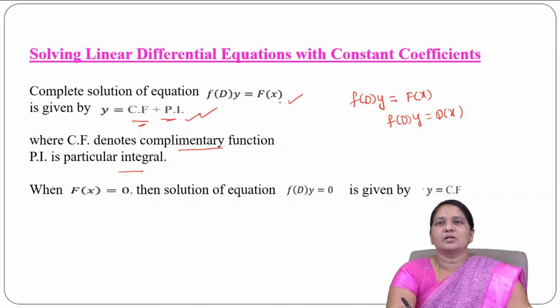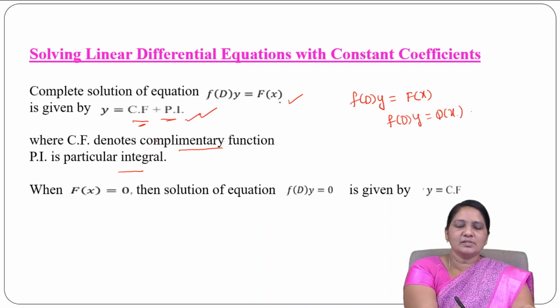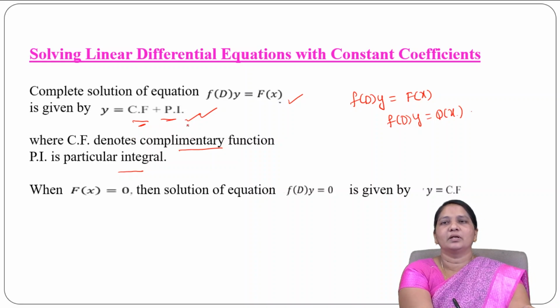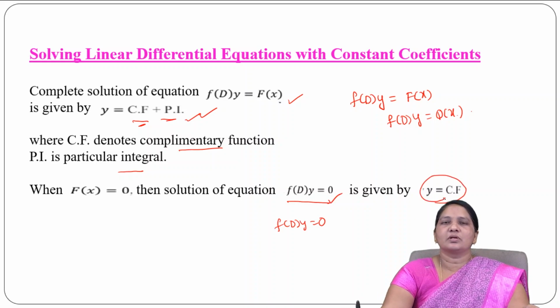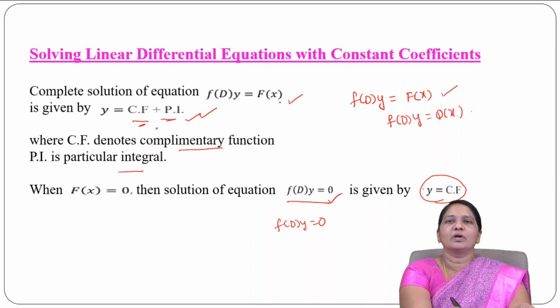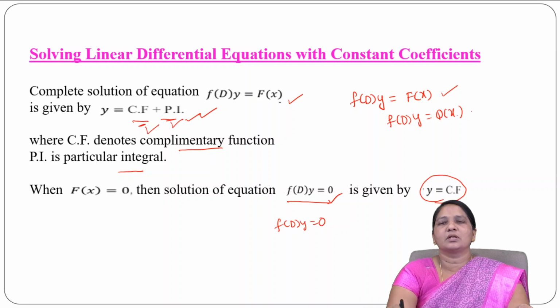So for the equation f of D into y equal to f of x or f of D into y equal to Q of x, the complete solution is complementary function plus particular integral. If it is a homogeneous equation, that means f of D into y equal to 0, then only the complementary function is the general solution or complete solution of the given equation. For the non-homogeneous, we are going to find both values, that is complementary function and particular integral. For the homogeneous equation, only the complementary function is the complete solution.